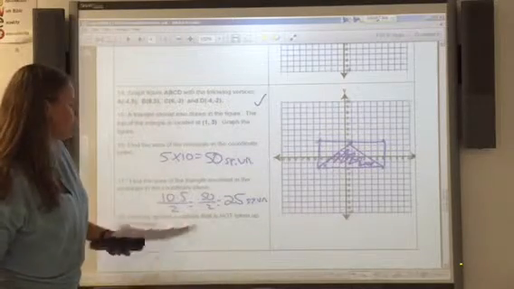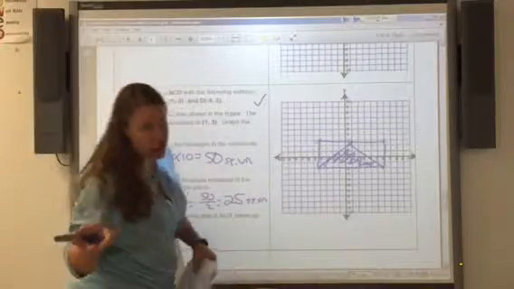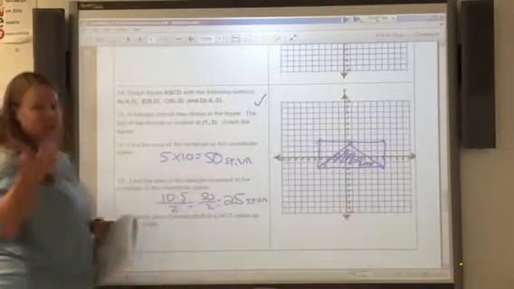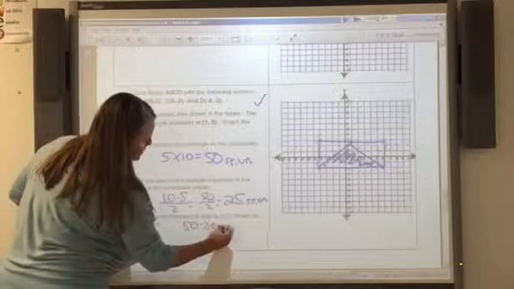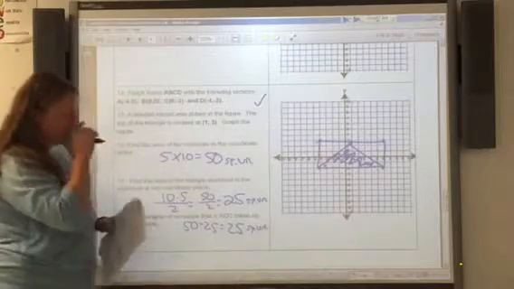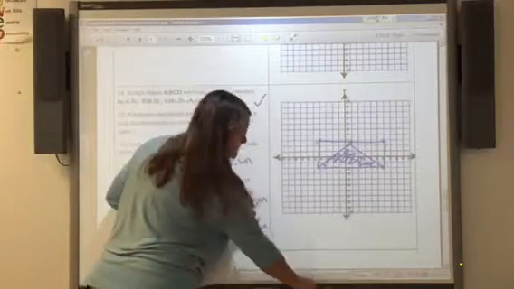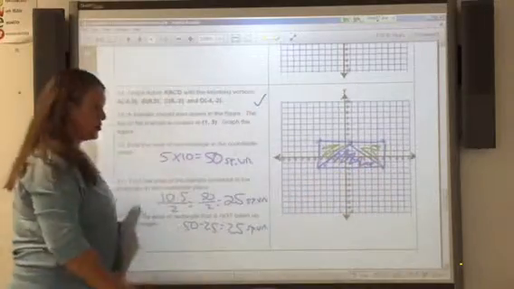Then it says find the area of the rectangle that is not taken up by the triangle we shaded, like the study guide questions. This is going to be 50 minus 25. So it's going to be 25 square units. So basically, this section right here is 25 square units.